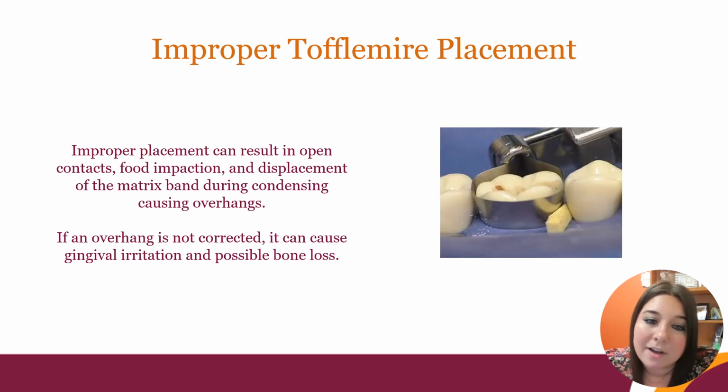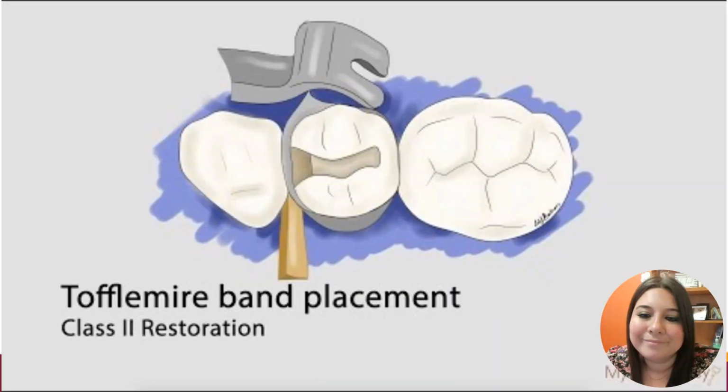Improper placement of the Tofflemire can result in open contacts, which causes food impaction, and it can also cause displacement of the band during condensing. So when you're packing the material in, the band can shift, cause issues, break, come open, things like that, which can lead to overhangs. If an overhang is not corrected, it can cause gingival irritation and even possible bone loss. Not something we want.